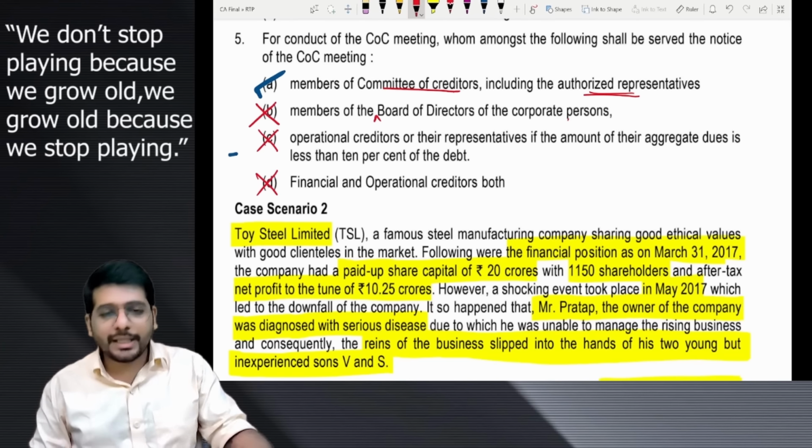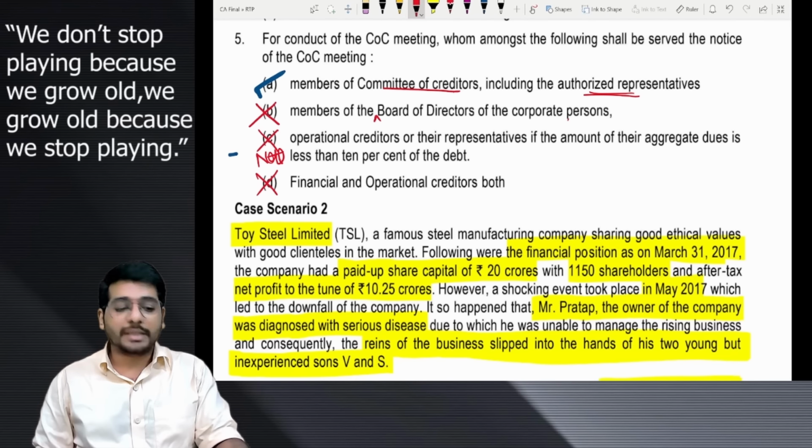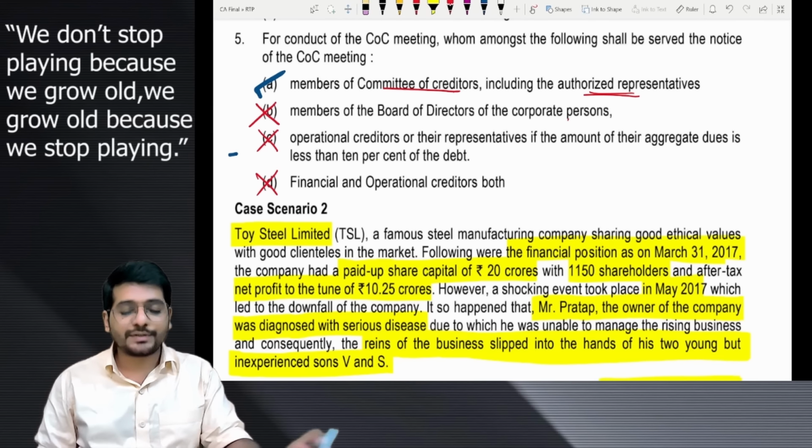One word, guys, one word. Over here, not adding the word suspended. Over here, not adding the word not. Imagine just one word and your answer has changed.